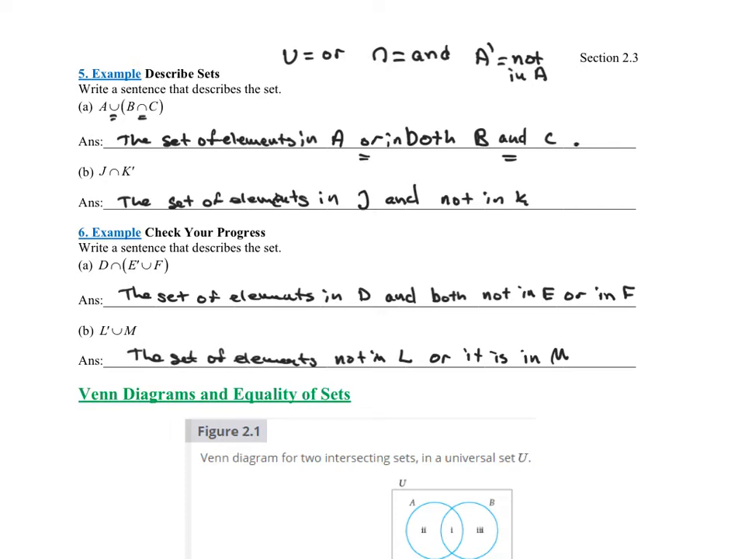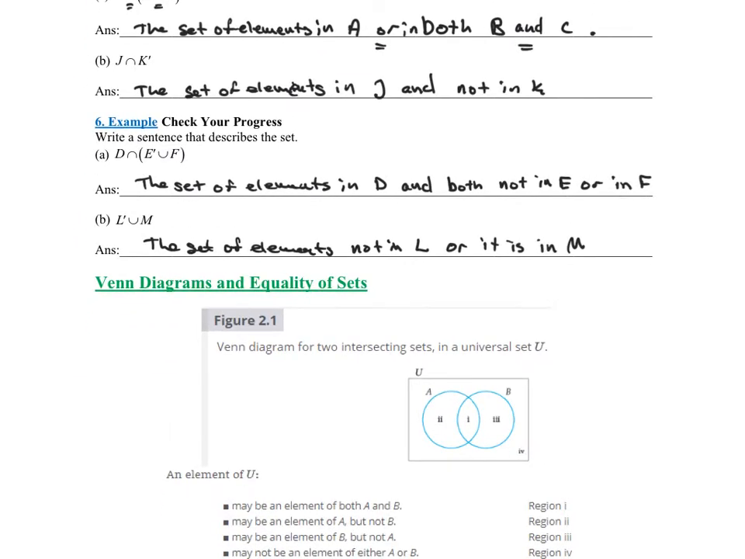I wouldn't ask you to do this on the test. At most, this would be a multiple choice question where you select which one describes this out of words. But I wouldn't have you come up with the words yourself because some of these are a little more sophisticated than I think they need to be. Okay, let's look at the next part.